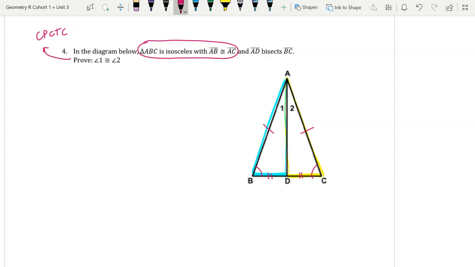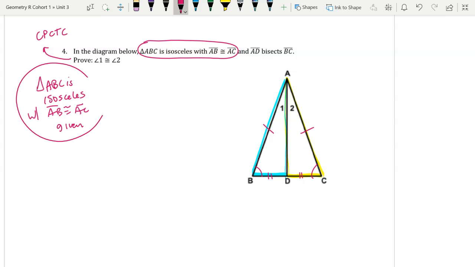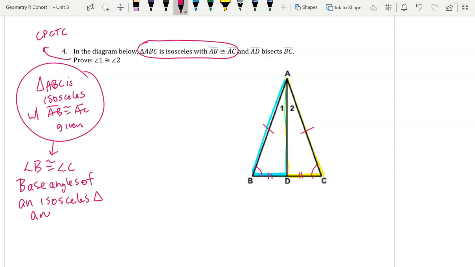So let's build our proof. Triangle ABC is isosceles with AB congruent to AC. That's all given. That's actually going to tell us two different things. One of them is going to go directly to my answer, but one of them tells us about these angles. Angle B is congruent to angle C because the base angles of an isosceles triangle are congruent. Okay, simple.